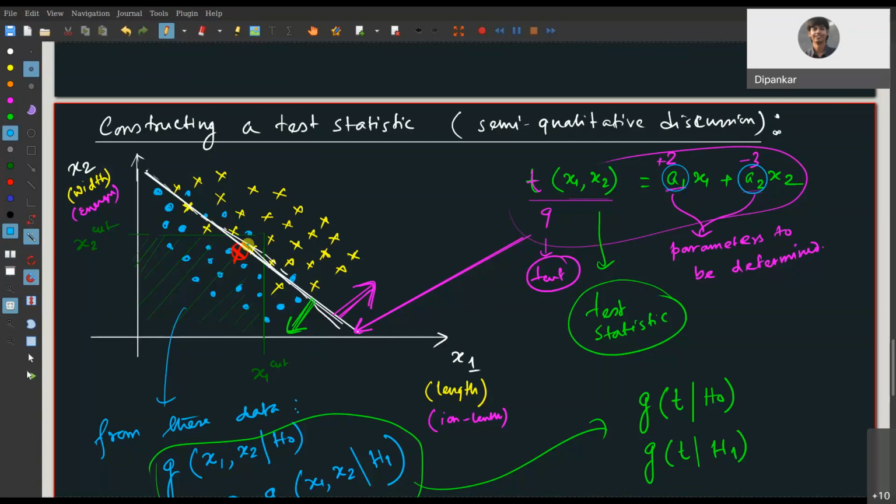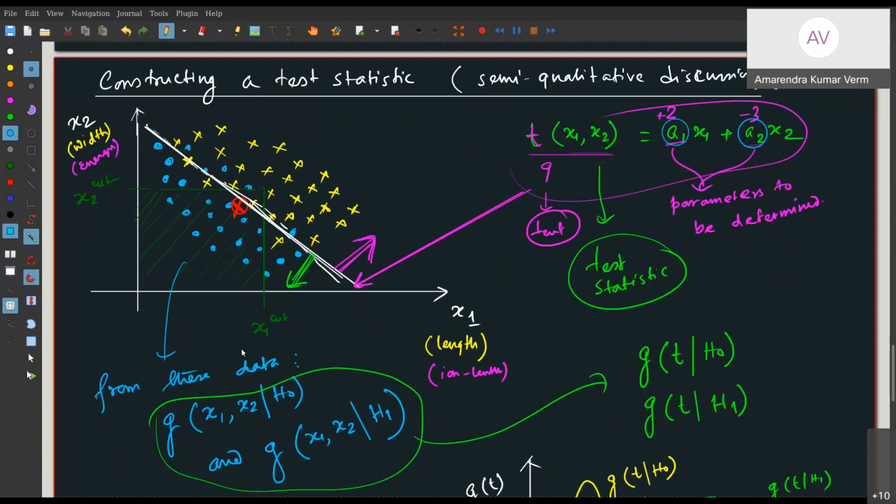Sir, then the complication will be how to determine these parameters, means how to find the relation between two variables or more variables. If we have to find this, some a1 and a2. Yeah, yes. Yes, I'm coming to that.